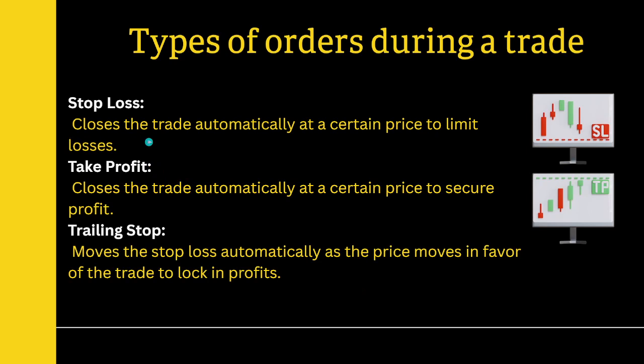Firstly, we have the stop loss order. The stop loss is basically an order that closes the trade automatically at a certain price to limit losses. Stop losses are the most important order you need, and you should always be using a stop loss when trading. The financial markets are risky, they're volatile, they can move up and down very rapidly, and therefore you may lose all your money if you do not use a stop loss. A stop loss is crucial, and you should never enter a trade without having a stop loss set.